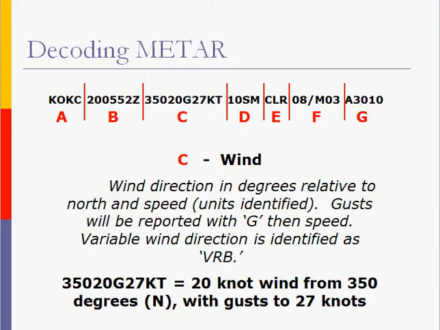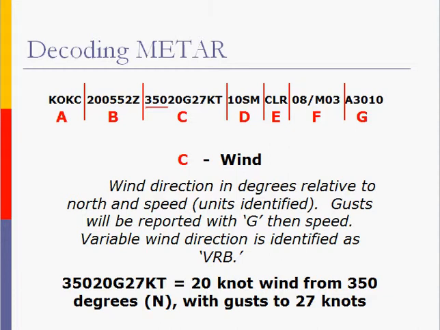The first three numbers, 3, 5, 0 in this case, give wind direction, 350 for this particular METAR. 0 represents true north, 90 represents due east, 180 represents due south, and 270 represents due west. In meteorology, the wind direction is given by the direction the wind is coming from.